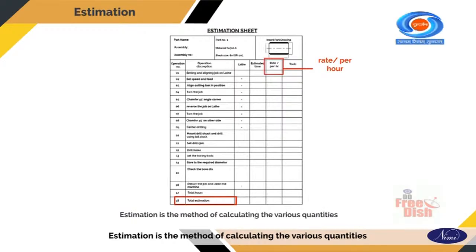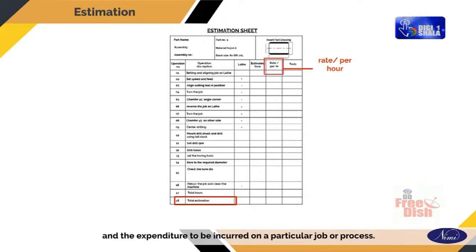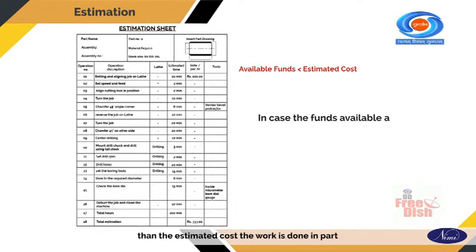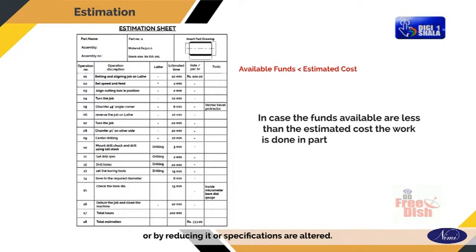Estimation is the method of calculating the various quantities and the expenditure to be incurred on a particular job or process. In case the funds available are less than the estimated cost, the work is done in part or by reducing it, or specifications are altered.